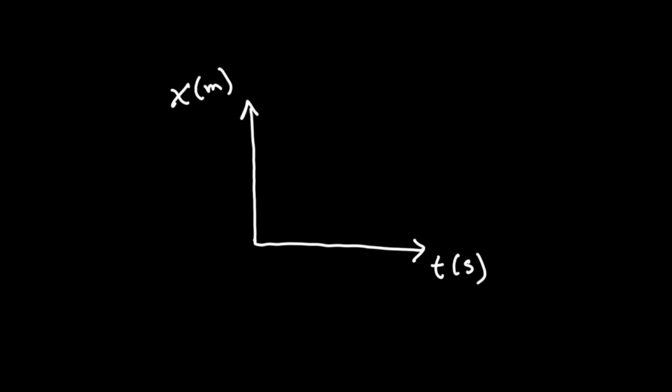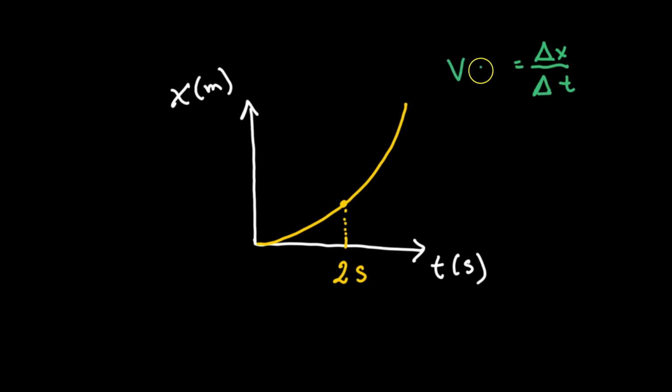If the position versus time graph is curved, how do you find the instantaneous velocity at 2 seconds? If you take an AP Physics 1, you might say that it's the displacement divided by the change in time. But that only gives you the average velocity. But in this video, we want to learn how to find the instantaneous velocity.